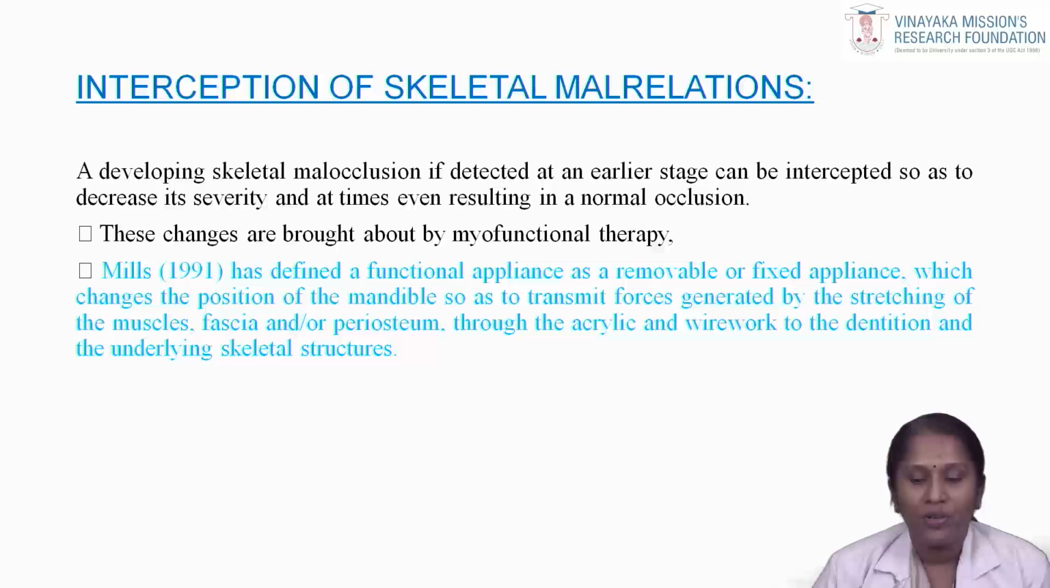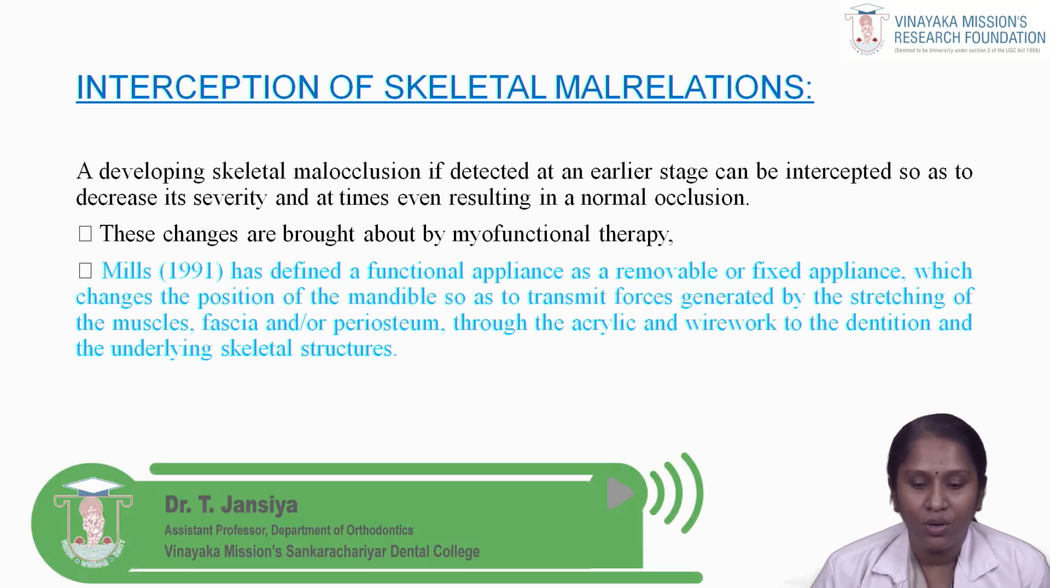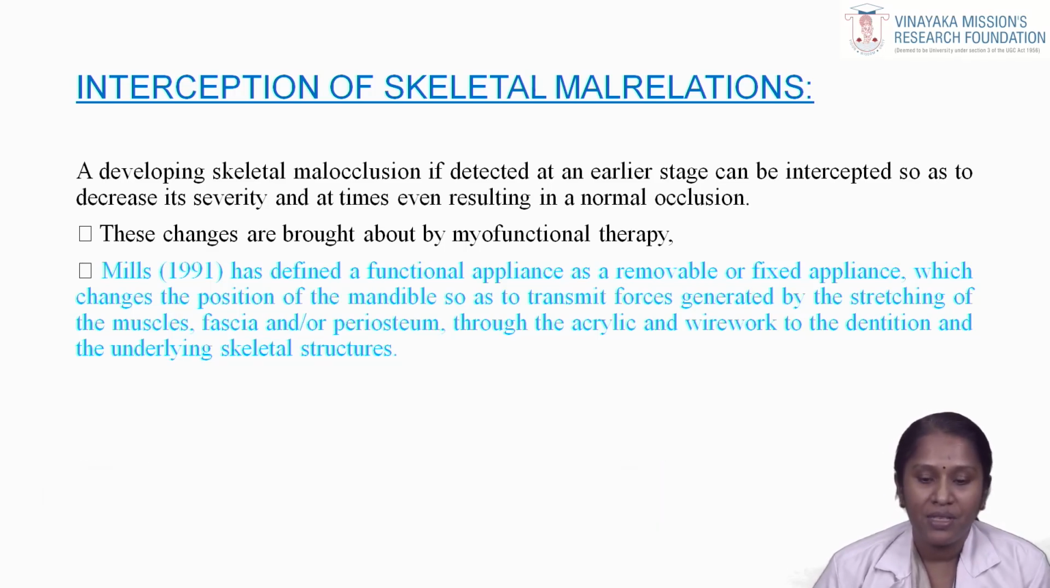So coming to interception of skeletal malrelations, if there are any skeletal problems, how do we correct them in interceptive orthodontics? Any developing skeletal malocclusion, if detected at the earliest stage, can be intercepted to decrease its severity, sometimes even resulting in normal occlusion. The changes are brought about by giving myofunctional appliances. According to Mills in 1991, a functional appliance is defined as a removable or fixed appliance which changes the position of the mandible so as to transmit force generated by the stretching of the muscles, fascia and periodontium through the acrylic and wire work to the dentition and underlying skeletal structures.